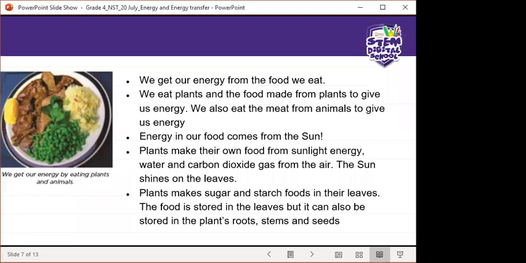Yes, Manisha? Ma'am, we mostly get most of our energy from carbohydrate foods. I forgot how it's called. Carbohydrates. Yes. Carbohydrates are like a food group, right? Carbohydrates are like your bread, your maize meal. Those are high energy foods. You will learn more about that in grade 5, but I'm actually glad that you already know about it. Yes, ma'am. And also protein.